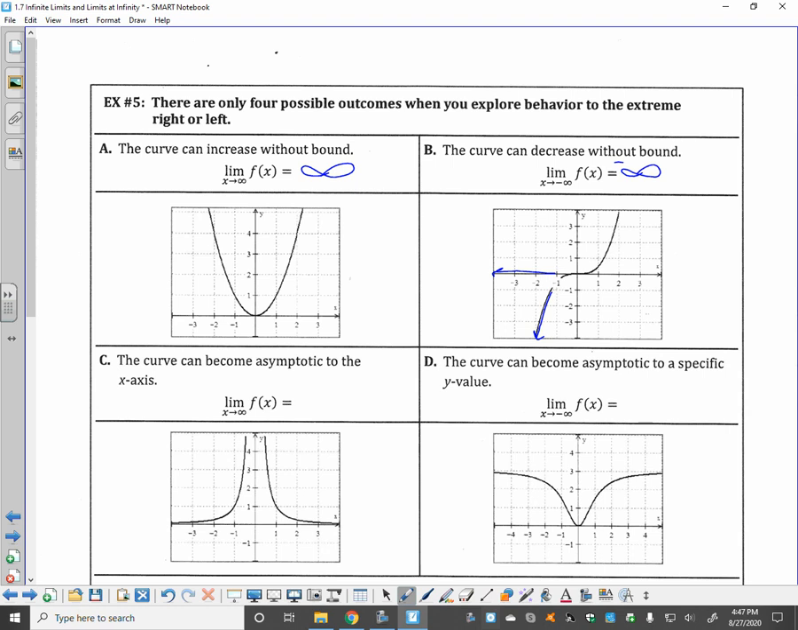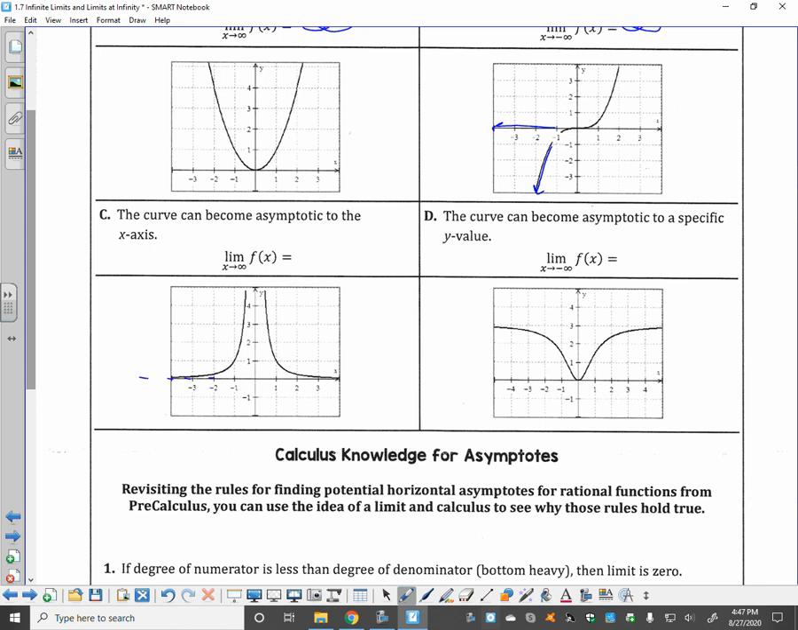The curve can become asymptotic to the x-axis. That just means you have a horizontal asymptote at 0. So as x heads toward infinity or negative infinity, that graph is going to be drawn to 0. The curve can be asymptotic to a specific y value. See, in my mind, C and D are the same thing. They're just pointing out C as being 0 as like a special case. But this is also a horizontal asymptote. So as you ride off into both sunsets, you're headed towards that asymptote, which is a 3.